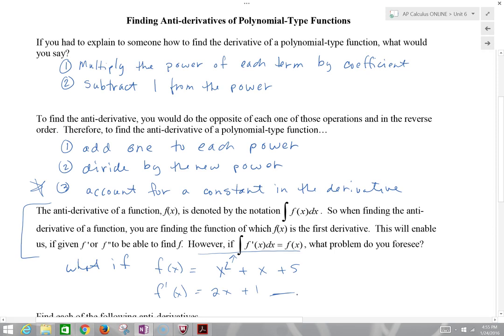Well, we take the antiderivative of this. Then we would do what we said we would do up here. We would add 1 to each power, so we would get x squared, and then we would divide by the new power. Do the same thing here, so we get x, and then we have no way of getting back to that 5, so we're going to put plus c after it.